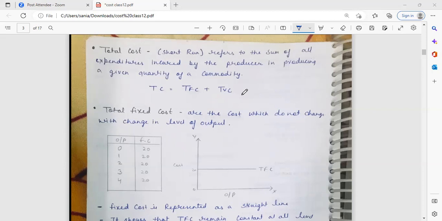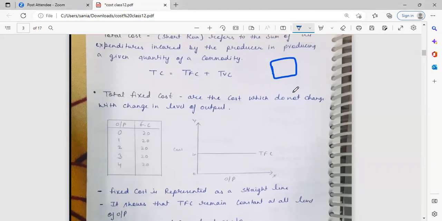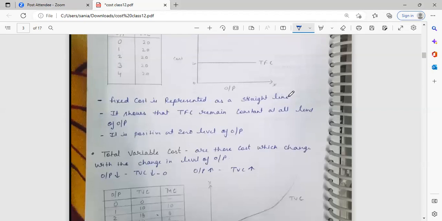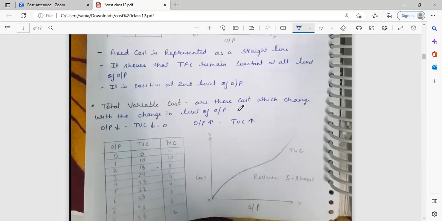Now, I will be giving you an example of a house. For example, you are living in a house. This is your home, right? Just first write it, then I'll explain. Total fixed costs are the costs which do not change with the change in level of output. Fixed cost is represented as a straight line. It shows TFC remains constant at all levels of output. It is positive at zero level of output. And total variable costs are those costs which change with the change of level of output.